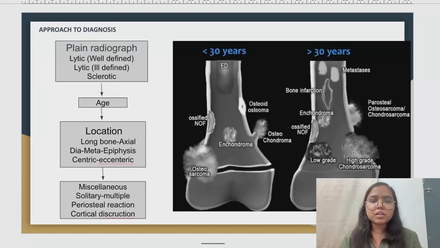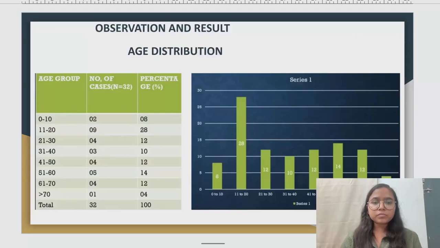The approach to diagnosis is: first we see the plain radiography, lytic or sclerotic lesion, then the age and location, whether it is long bone, axial bone, metaphysis, diaphysis, epiphysis, centric or eccentric. Then the miscellaneous features like solitary, multiple, periosteal reaction and cortical disruption.